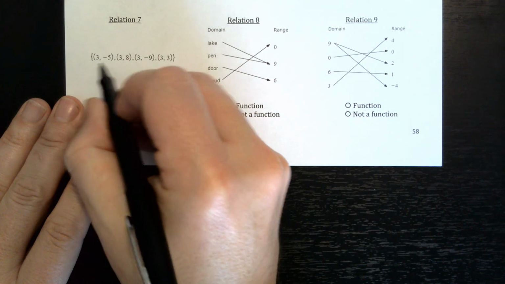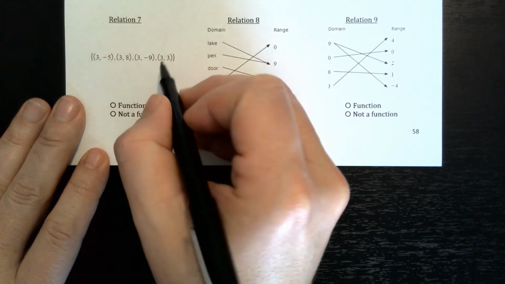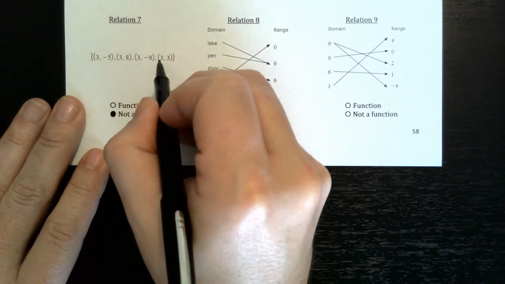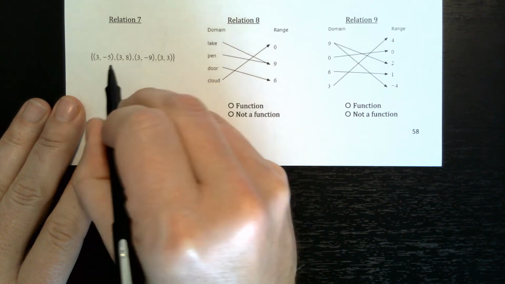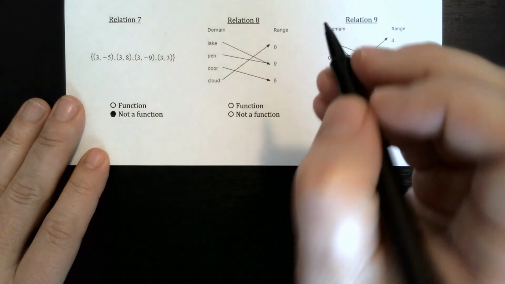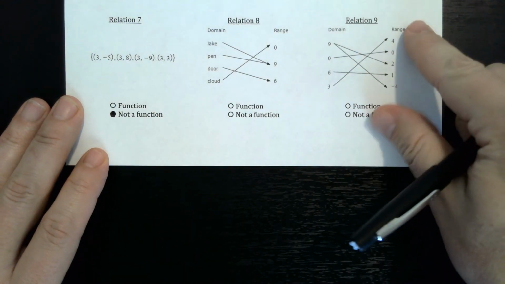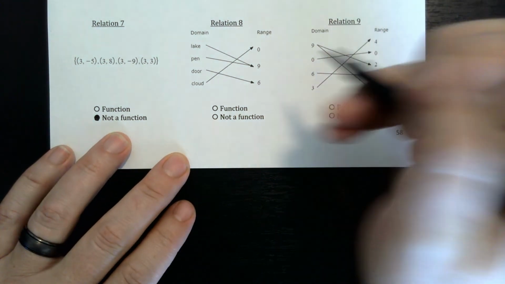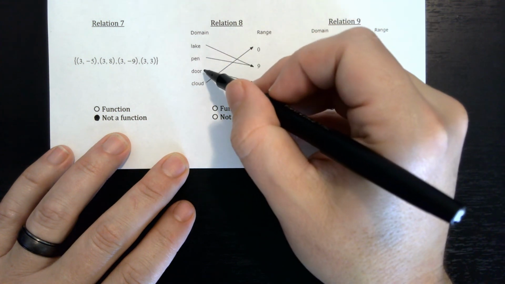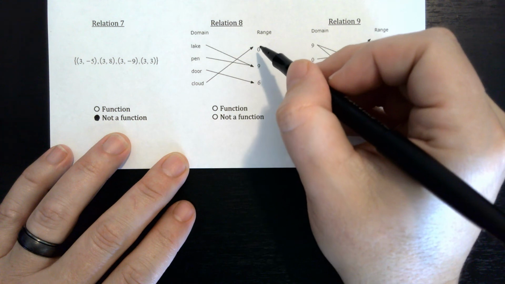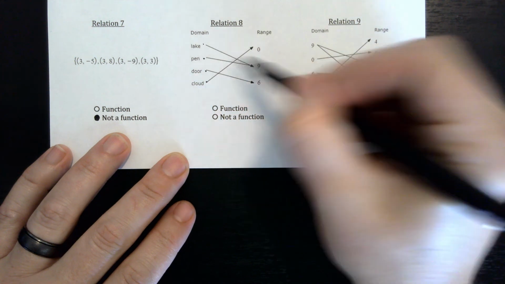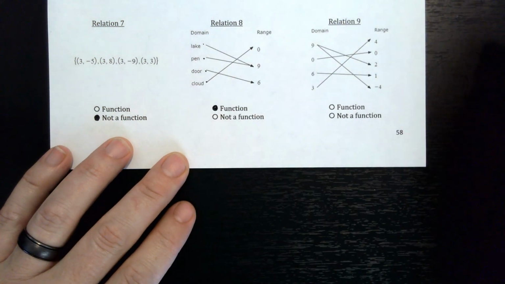Okay? Let's look at these last three. Relation 7. 3 goes to negative 5, 3 goes to 8, 3 goes to negative 9, 3 goes to 3. So that's just definitely not a function because 3, our only domain value, goes to 4 different range values. So not only does it have more than one, it's got 4 of them. So this is definitely not a function. 3 has too many range values. Relation 8. All right, let's see. Lake goes to 9. Pen goes to 9. Door goes to 6. Cloud goes to 0. So none of these values repeated. So they all went to just one range value. So that one is a function.